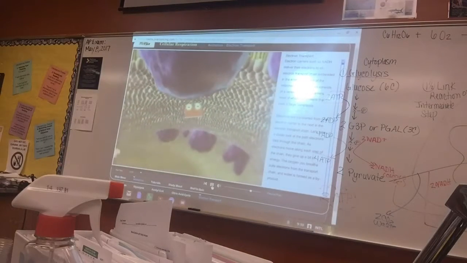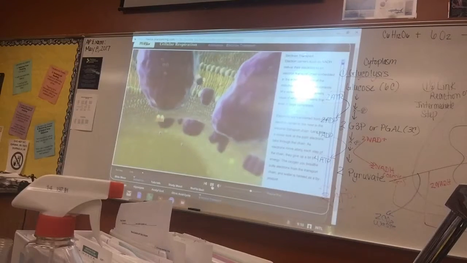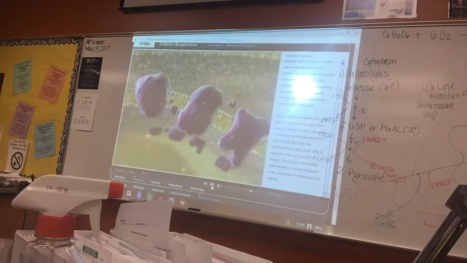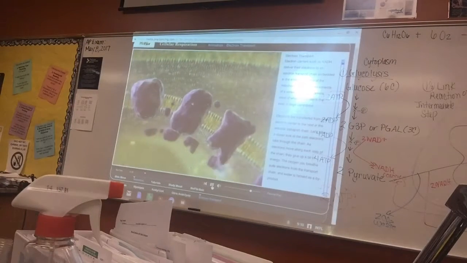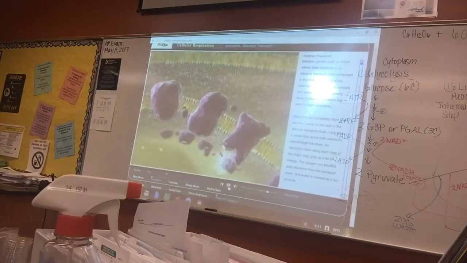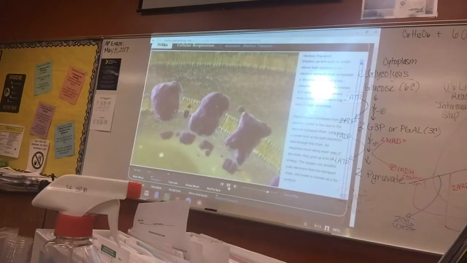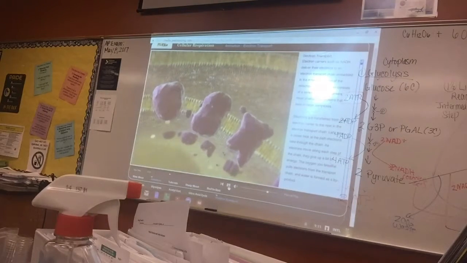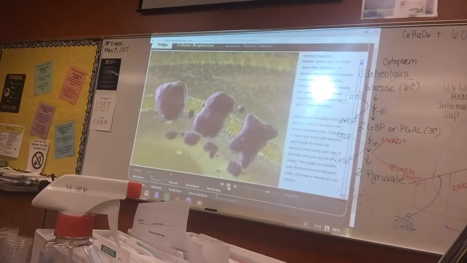Electron carriers such as NADH deliver their electrons to an electron transport chain embedded in the inner membrane of the mitochondria. The chain consists of a series of electron carriers, most of which are proteins that exist in large complexes. Electrons are transferred from one electron carrier to the next in the electron transport chain.